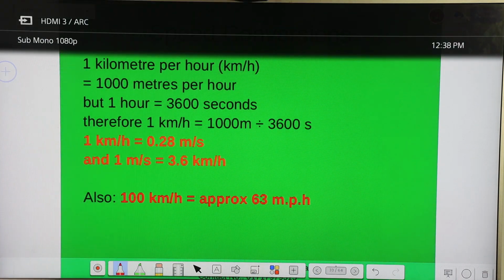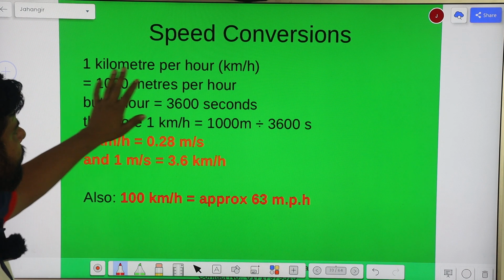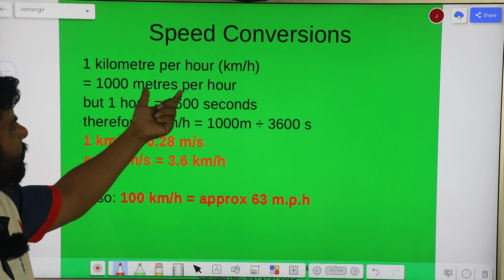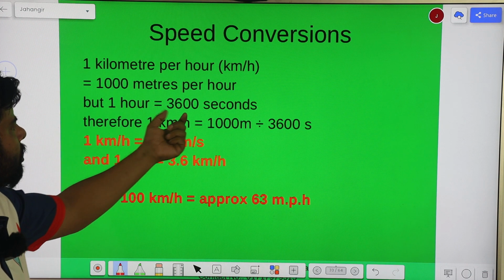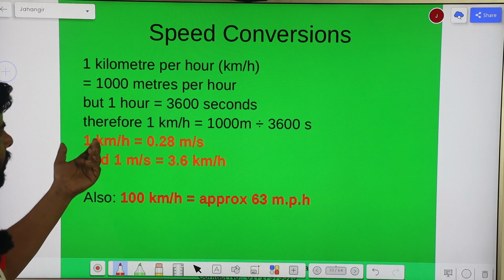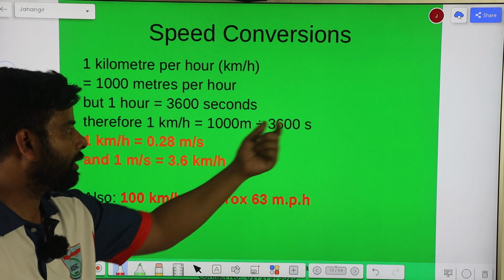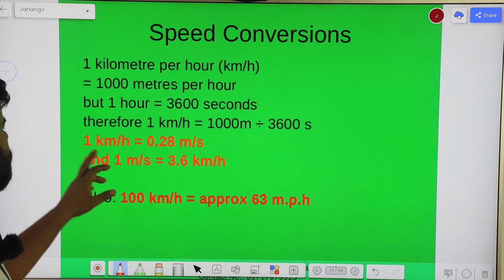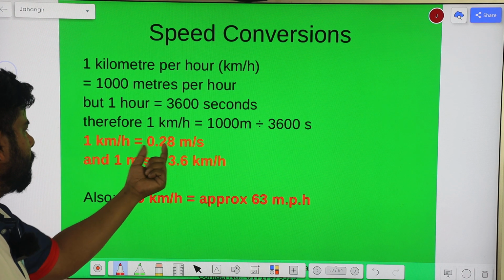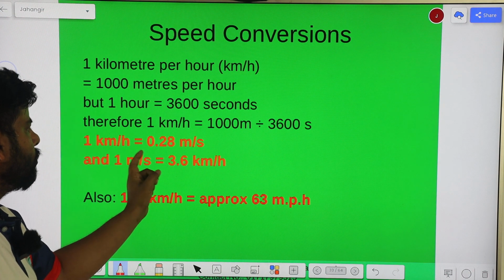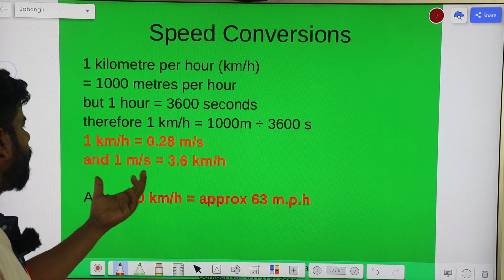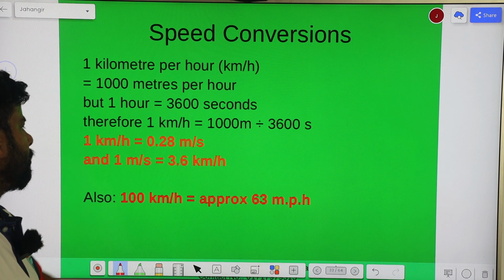Next, speed unit conversion. Remember, 1 kilometer per hour is 1000 meter per hour, and 1 hour equals 3600 seconds. Therefore 1 kilometer per hour equals 1000 meter divided by 3600 seconds, which is 0.28 meter per second. So 1 meter per second equals 3.6 kilometer per hour.